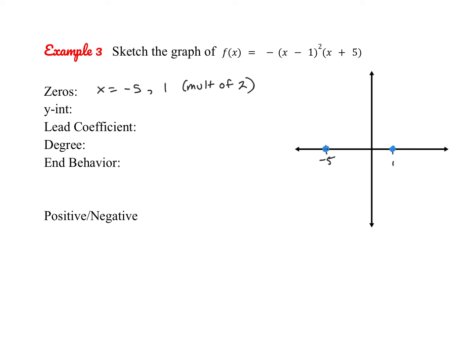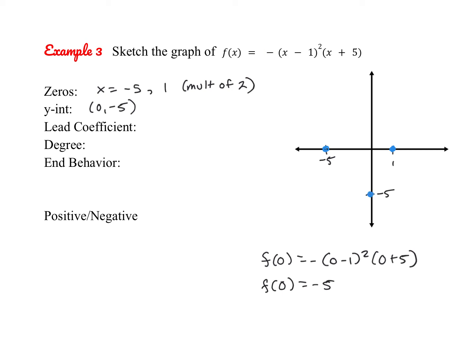Now let's find the y-intercept. So let's find f of 0. So negative times 0 minus 1 squared times 0 plus 5. So this negative value will be squared, so it becomes positive, but there's still this negative out front. So our y-intercept is at (0, -5). Again, super rough sketch. I'm just going to call this -5, and we can plot our point.